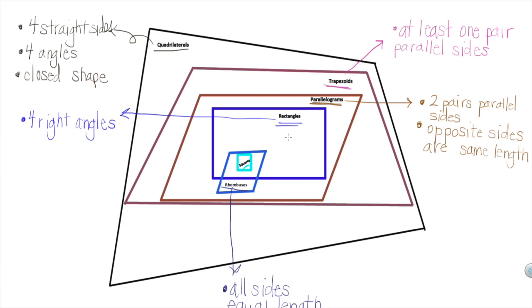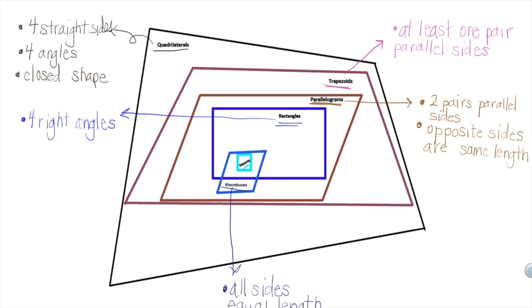And in order for you to make sense of this image, I want you to see how this diagram sort of nestles in itself. So let's take a walk through it. So quadrilaterals. Quadrilaterals, as you know, have 4 straight sides, 4 angles, and they're a closed shape.